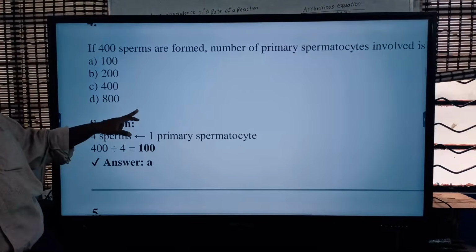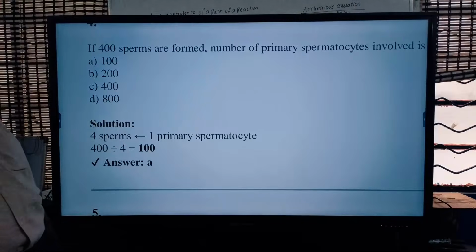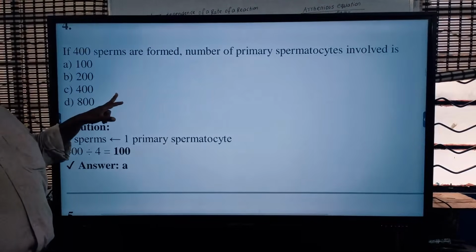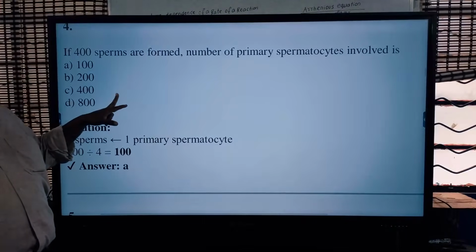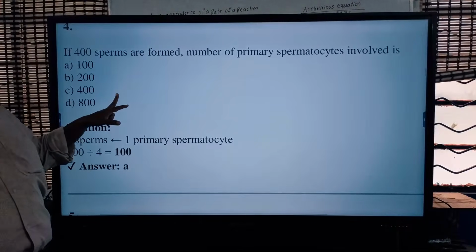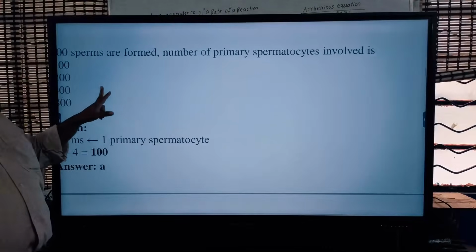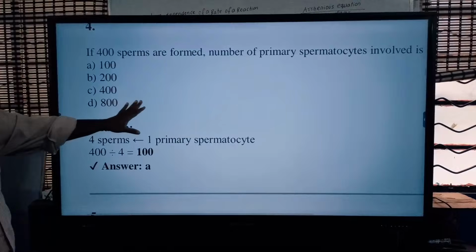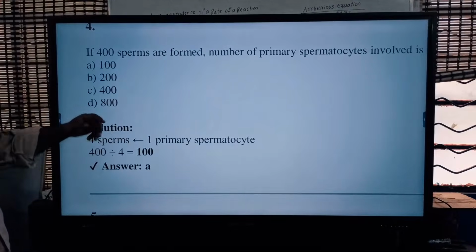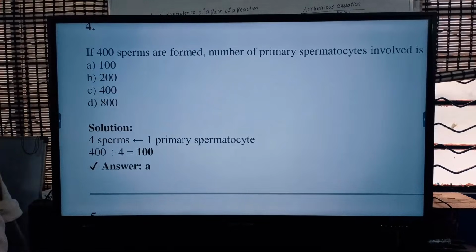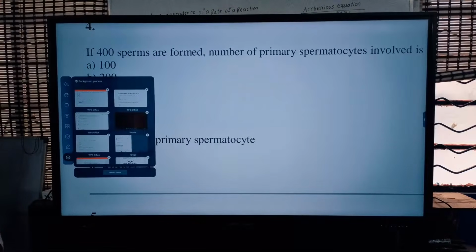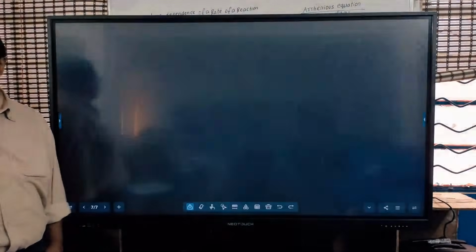But there are some tough questions that we'll discuss further in detail. If 400 sperms are formed, number of primary spermatocytes required is how many? 400 divided by 4. How much you will be getting? 100. Is that the correct answer? These are all easy questions. To this level, easy questions they won't ask. They will always ask at the tough level. What tough level they will ask?